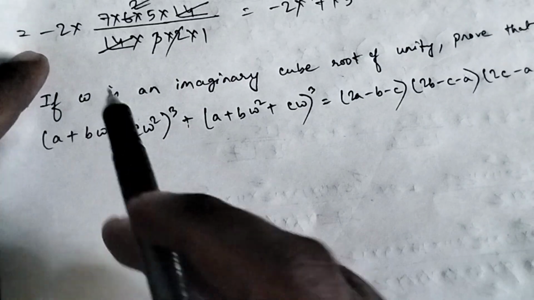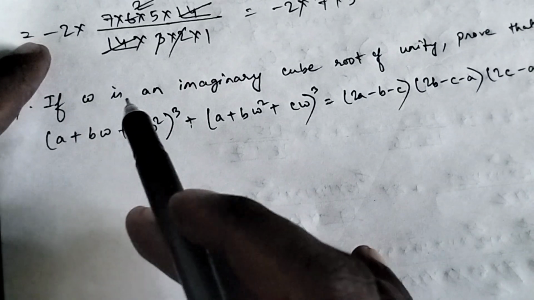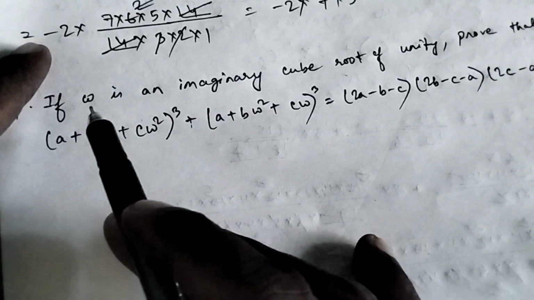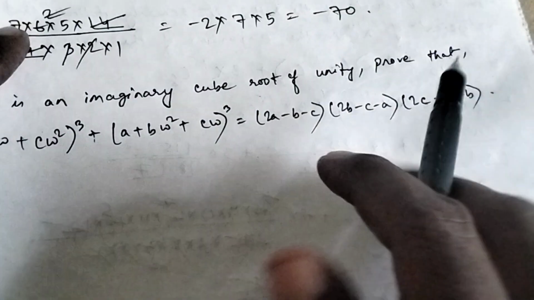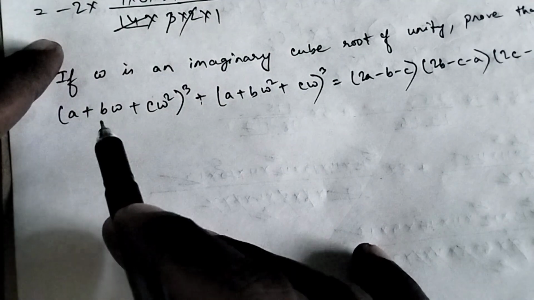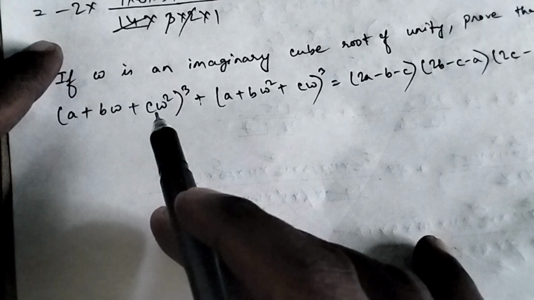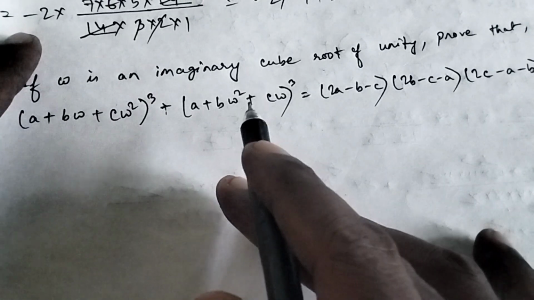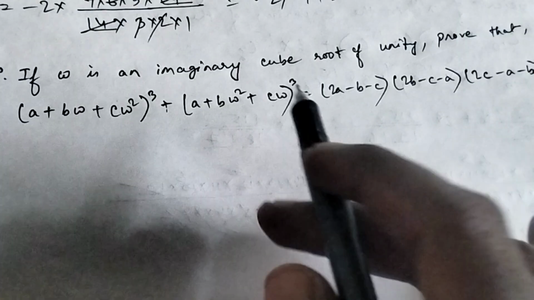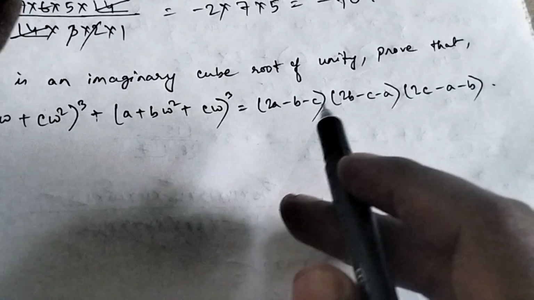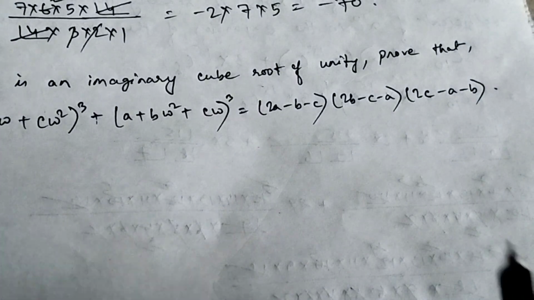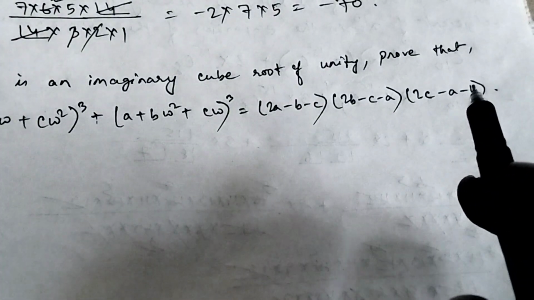So look at the sum. If omega is an imaginary cube root of unity, then prove that (a plus b omega plus c omega square) whole cube plus (a plus b omega square plus c omega) whole cube is equal to (2a minus b minus c) into (2b minus c minus a) into (2c minus a minus b).